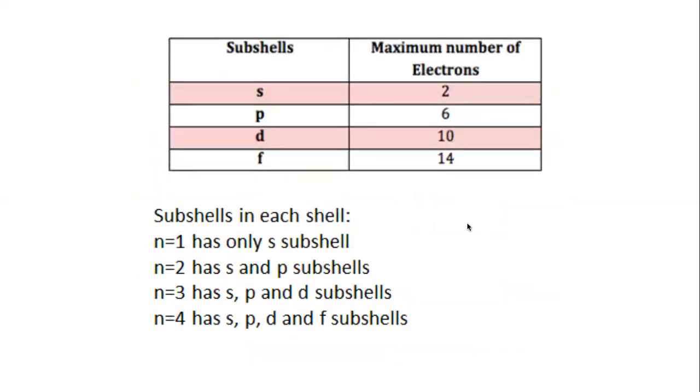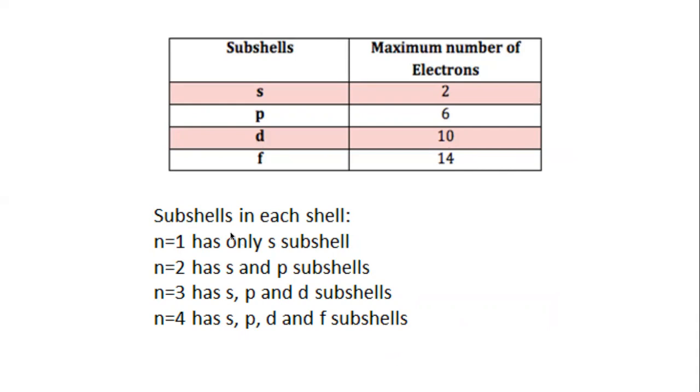So our subshells are designated with these letters S, P, D, and F. And here on the right, you can see the maximum number of electrons. So the S subshell can hold 2 electrons. The P subshell can hold 6. The D subshell will hold 10. And the F will hold 14. So how does this relate to those big circle shells that we showed in the first slide?